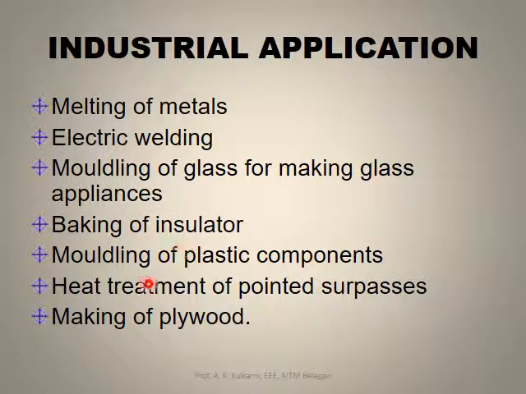insulators, molding of plastic components, heat treatment for painted surfaces, making of plywood. These are the various industrial applications where we use electrical heating: melting metals, welding, making glass, baking insulators, molding plastic components. For these applications or appliances, we utilize electrical heating.